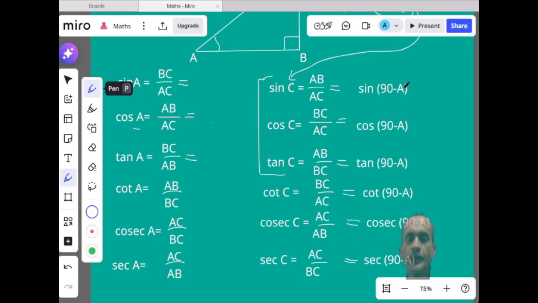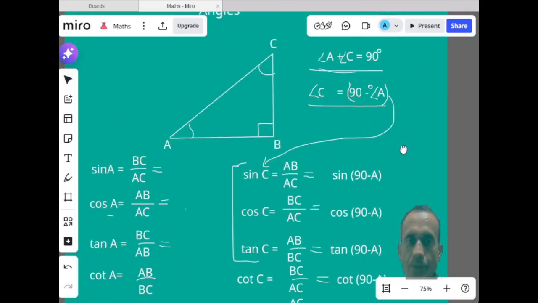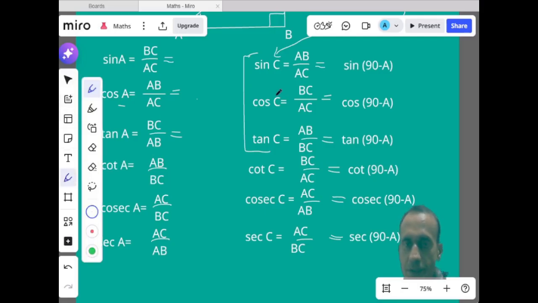So I have written the complete set of all the trigonometric ratios for sin A and sin C. But since angle C is equal to 90 minus A, I have replaced angle C by 90 minus A, just to find out the relation between sin 90 minus A and any of these trigonometric ratios. So now we need to match AB by AC. Where is AB by AC? So sin 90 minus A is AB by AC.